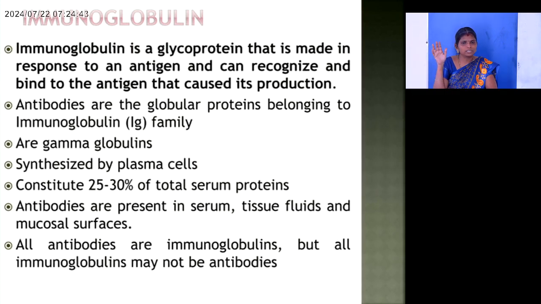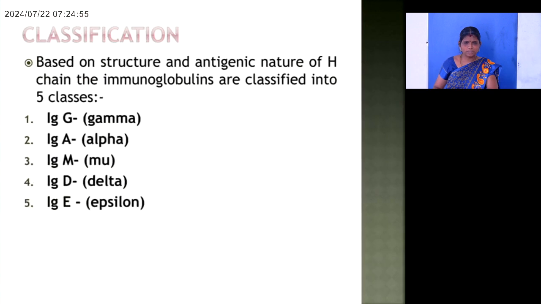All immunoglobulins are not antibodies, but antibodies are immunoglobulins. These immunoglobulins have heavy chains and light chains. In the heavy chain there are 5 different types. Based on this type, it is classified into 5 different types: IgA, IgM, IgG, IgD, and IgE.